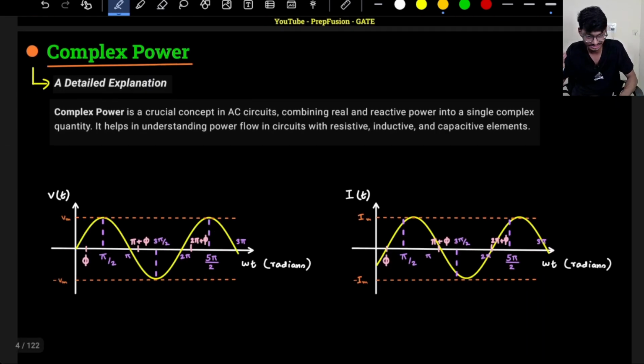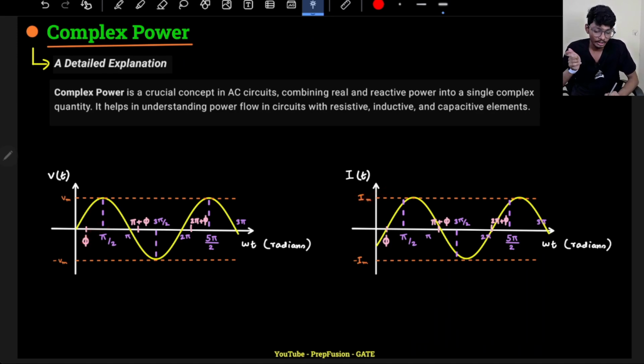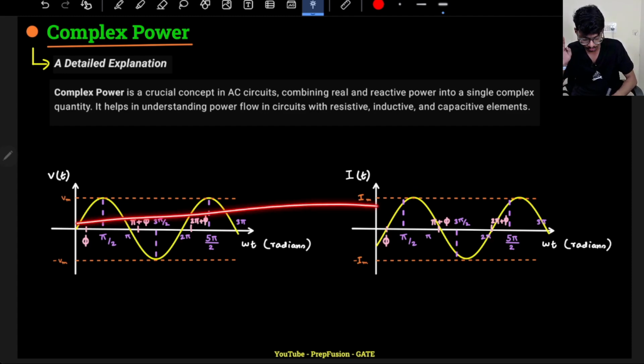So let's start with the basic understanding of power. What is power? Power is basically the multiplication product of voltage and current. That is what we know, right? But this was in DC, and in DC everything was constant, so power was also constant. But in AC, my voltage is an alternating signal, my current is also an alternating signal. So if both are alternating in nature, the product also will be alternating in nature.